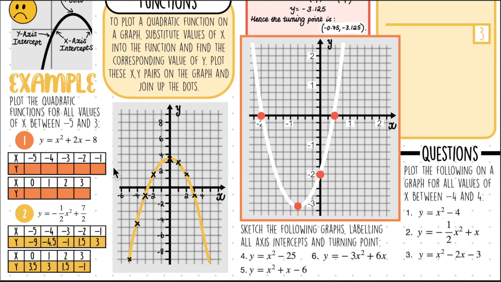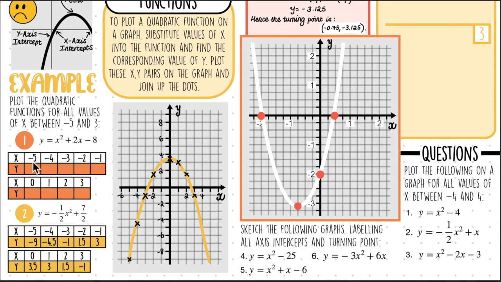I've written out the table. I've also written out the x values, and now I have to find the corresponding y values. So if x is -5, what I need to do is replace every single value of x in this quadratic function with -5. Work out what this answer is, and it tells me what the y value will be.